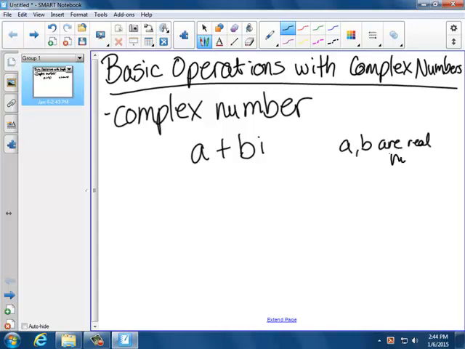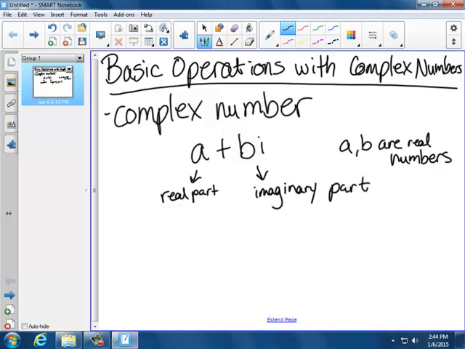A and b are real numbers. And a is what we call the real part, and the bi is called the imaginary part. So we have the real part, but also now the imaginary part. So we'll see lots of examples of these as we get into the operations.